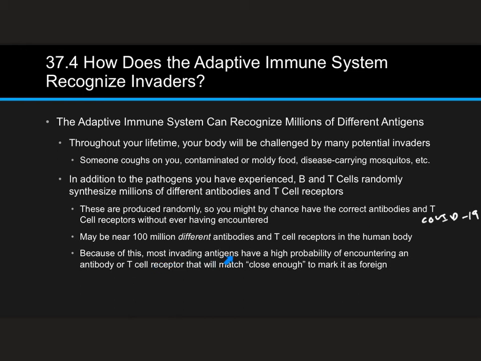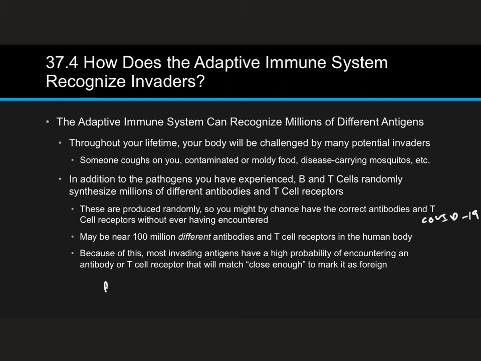Because of this, most invading antigens have a high probability of encountering an antibody or T cell receptor that will match close enough to mark it as foreign. These randomly created antibodies and T cell receptors might be close enough that the antigen can still get marked as foreign. So I hope that makes sense.